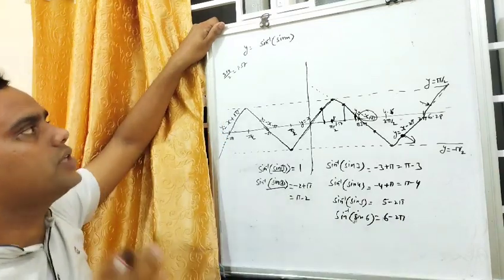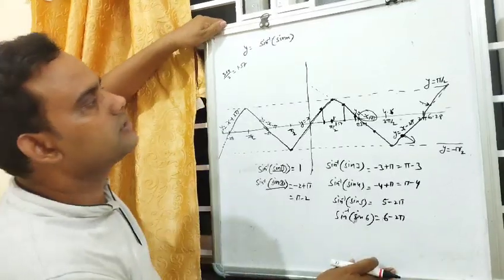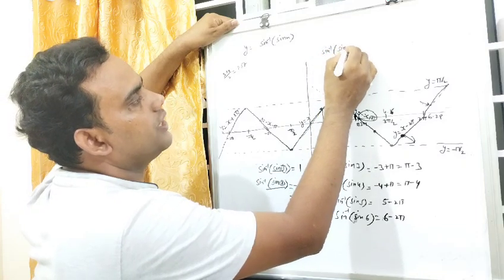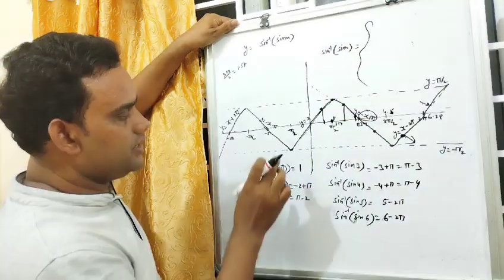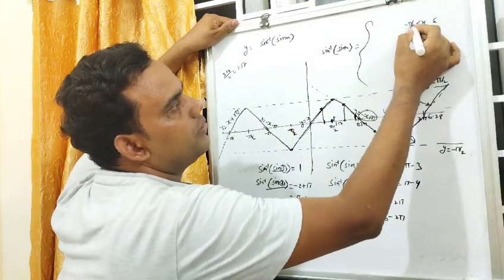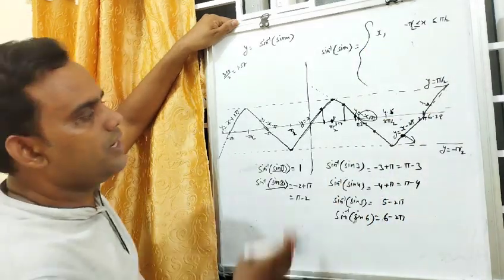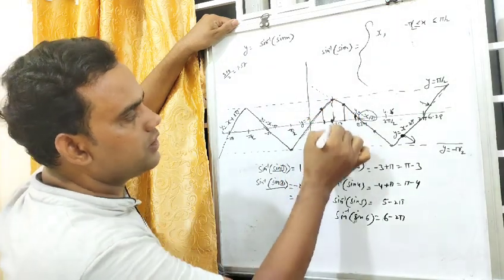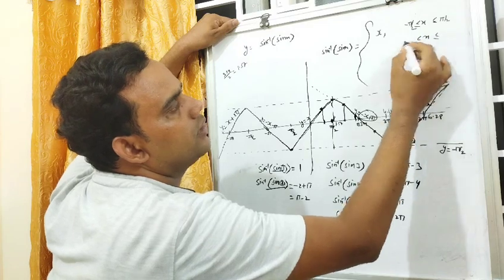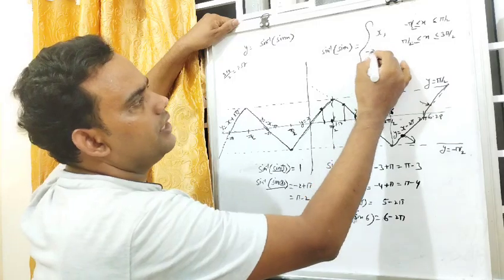So this is the graph of sine inverse of sine x. And basically we can define sine inverse of sine x like this. Sine inverse of sine x: if x lies between minus pi by 2 to pi by 2, the answer is x. If x lies in this interval, pi by 2 to 3 pi by 2, then it is minus x plus pi.